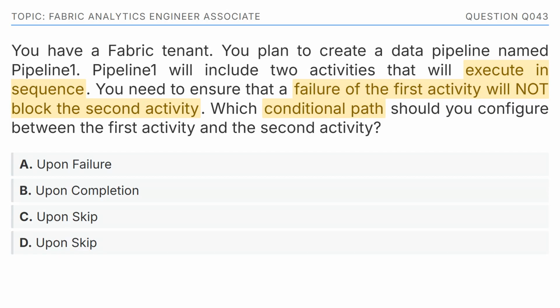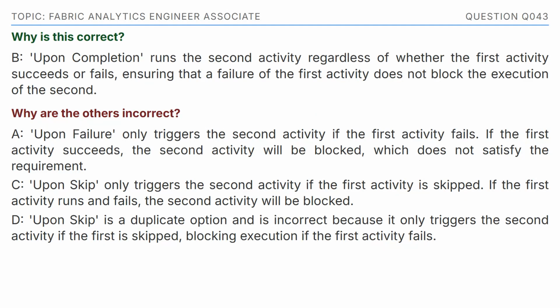To arrive at the correct answer, we focus on the keywords: execute in sequence, failure of the first activity will not block the second activity, conditional path. The correct answer is Option B, upon completion. Why is this correct? B, upon completion runs the second activity regardless of whether the first activity succeeds or fails, ensuring that a failure of the first activity does not block the execution of the second.